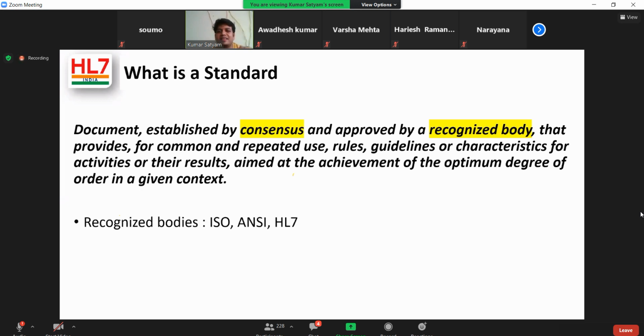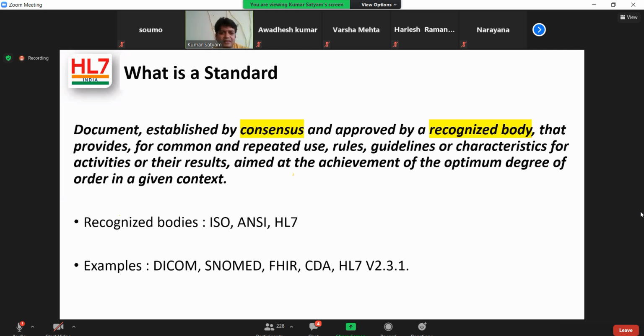Now, examples of recognized bodies: ISO is a recognized body, ANSI is a recognized body. Even HL7 is ANSI recognized, so HL7 is also a recognized body, right? And examples of standards can be DICOM. DICOM is a standard for medical imaging. SNOMED is a standard for clinical terminologies. FHIR, which we are talking about, is a data exchange standard. CDA is the Clinical Document Architecture standard. And HL7 v2.3 is another standard for transporting or exchanging data, right?